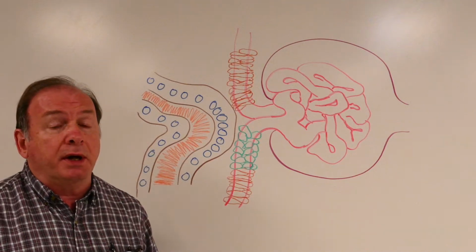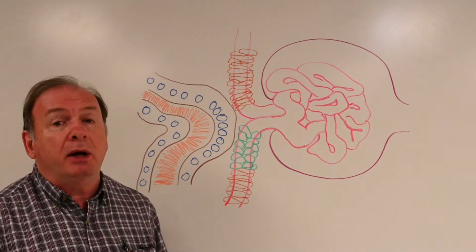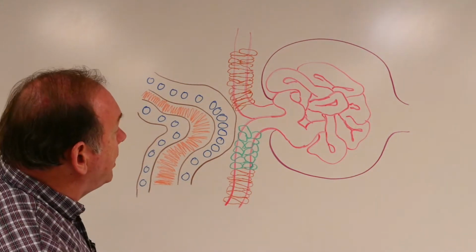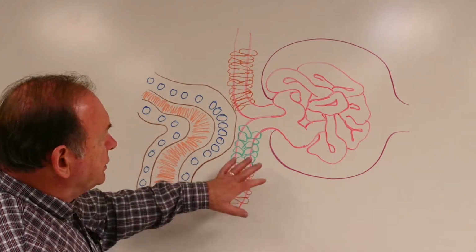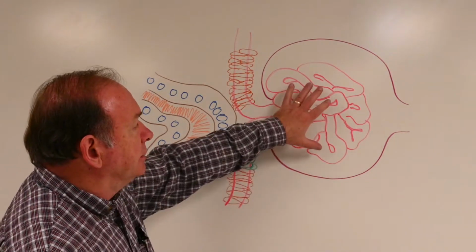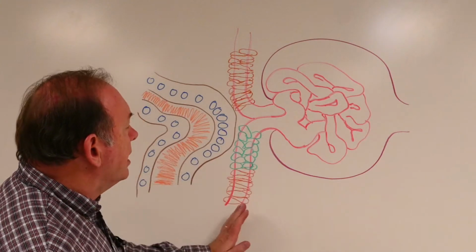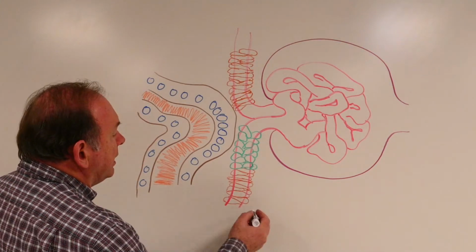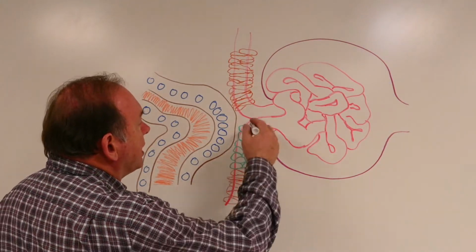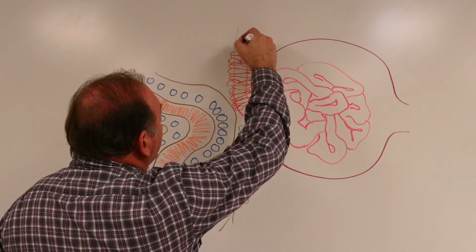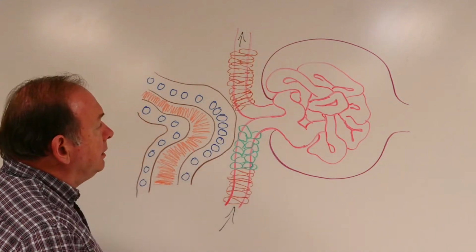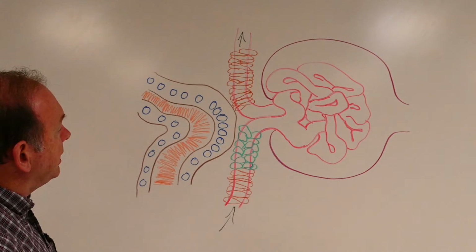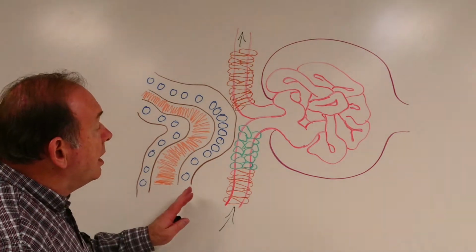The next topic we're going to deal with is the juxtaglomerular apparatus. We see things we already know here. This is glomerulus with Bowman's capsule. Afferent arteriole coming in here, so blood's coming in this direction, goes through the glomerulus, then comes out through the efferent arteriole heading away from the glomerulus.